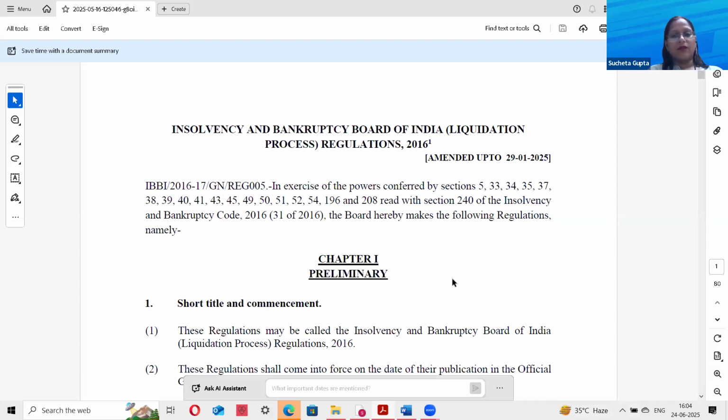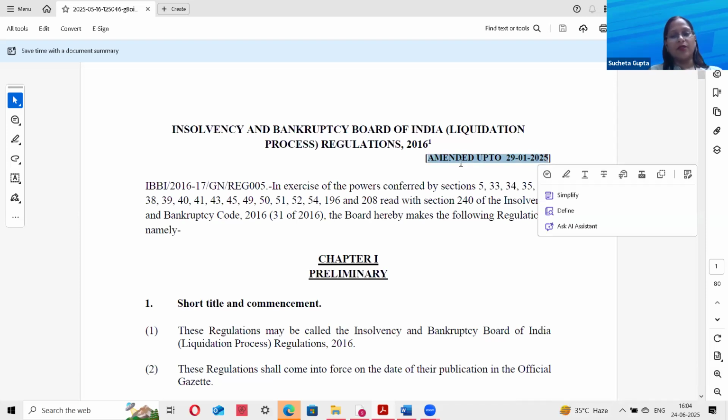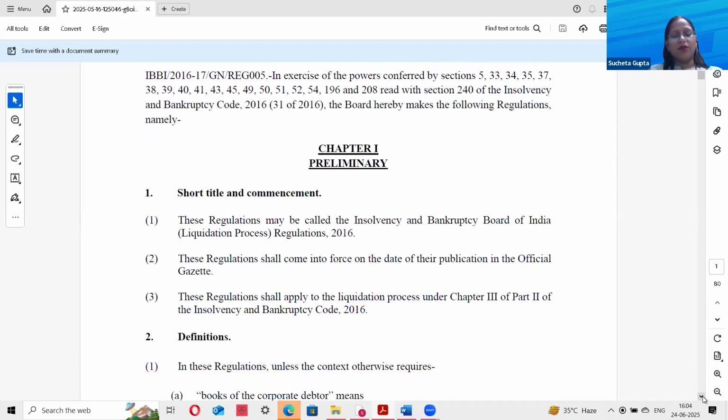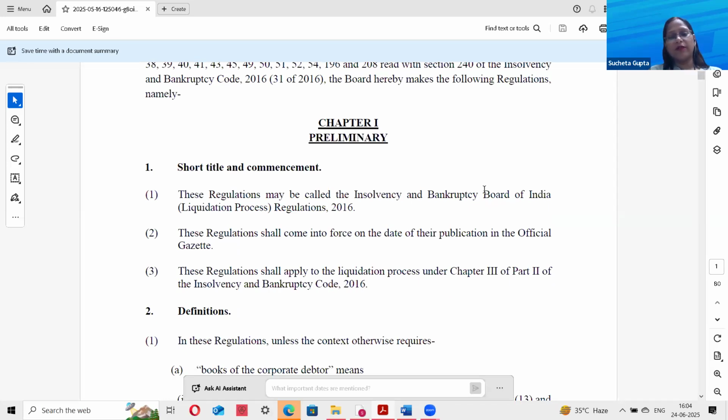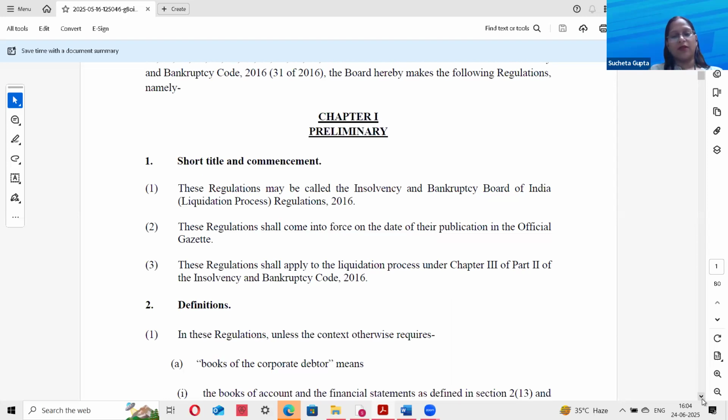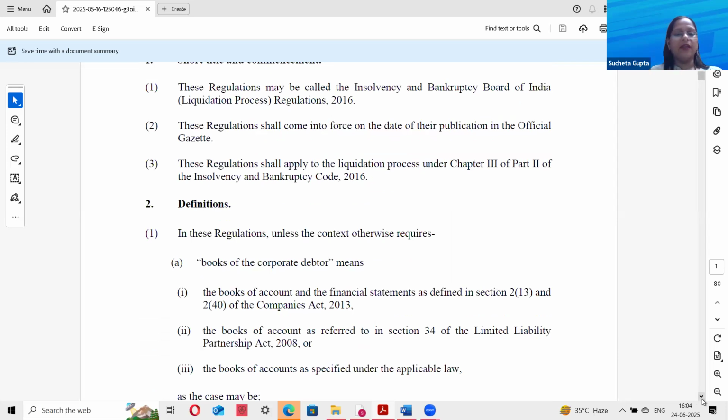This is amended up to 29th January 2025, so this is also recently amended. These regulations may be called the Insolvency and Bankruptcy Board of India Liquidation Process Regulations 2016. The regulation came into force on the date of its publication in the official gazette, and it shall apply to the liquidation process under Chapter 3, Part 2 of the Insolvency and Bankruptcy Code. So basically, this is applicable to the liquidation process of corporate debtors.